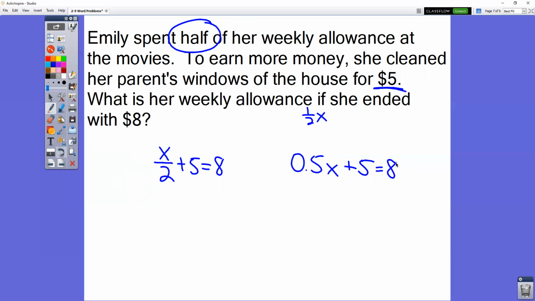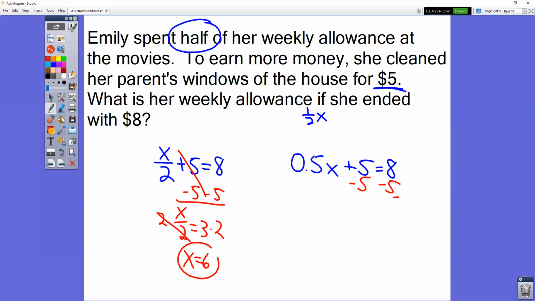So there are two different answers here that both get you the same thing. Because when we go to solve it, we would do -5 minus 5. So x divided by 2 equals 3, times 2 times 2, x equals 6. Over here, we would get the same answer, -5 minus 5. So 0.5x equals 3. Divide by 0.5, divide by 0.5, x equals 6 again. So that's her weekly allowance she starts off with each week.